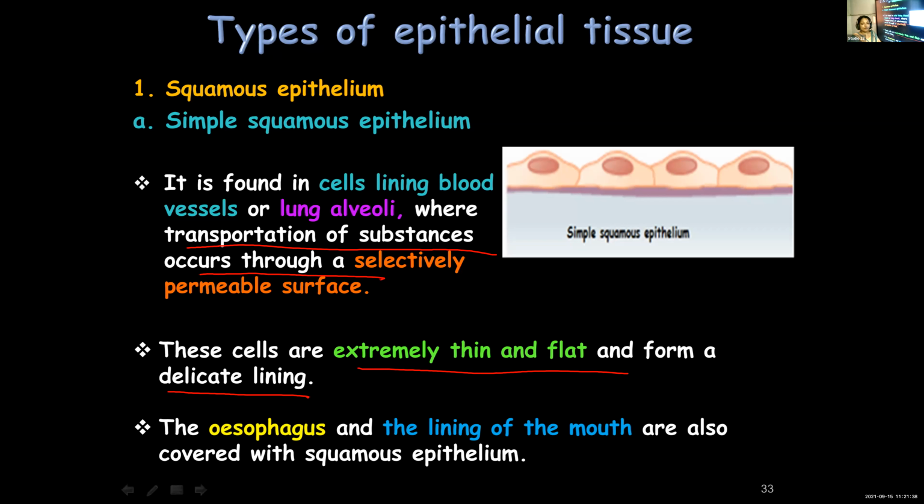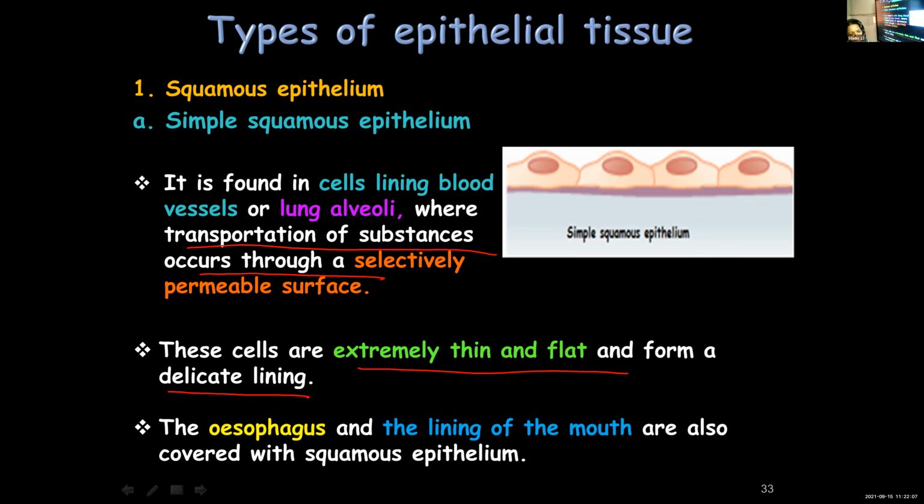Esophagus is our food pipe, and in the lining of the mouth also you can find squamous epithelium. Once again, squamous epithelium are of different types. First type is simple squamous epithelium. You can find them in the lining of blood vessels and also in the lining of lung alveoli, where the transportation of materials is taking place through the semi-permeable membrane or through the plasma membrane.